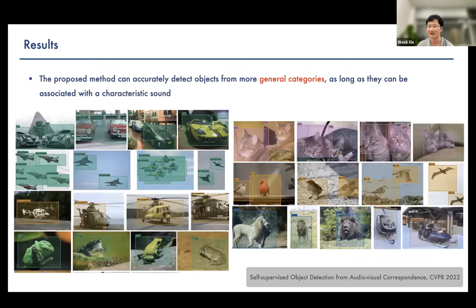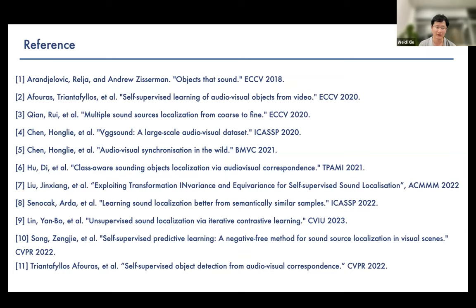And actually it works, and the good thing is it works for more general categories. It's not only working for instruments, because people may assume that if an object doesn't make any sound, you can't discover it in the first place. But actually, the object proposal is class agnostic, so it can generalize to more general categories. These qualitative results show that even for objects that don't make much sound, you can still detect them. If you check the paper, they have quantitative numbers, and the numbers are pretty good, I would say. And these are the references for using audio to discover the objects.